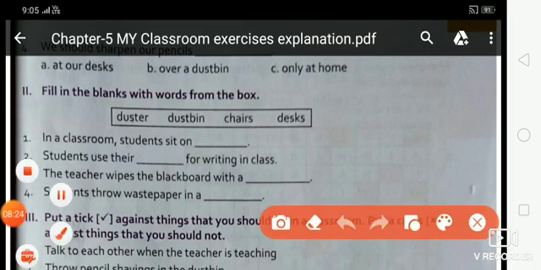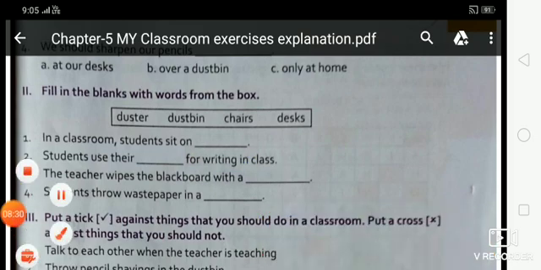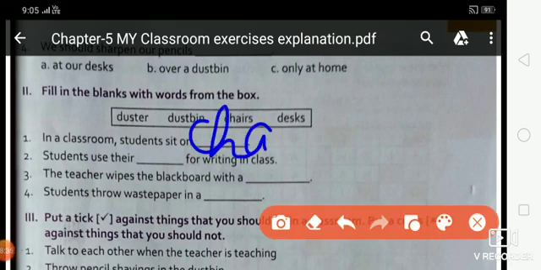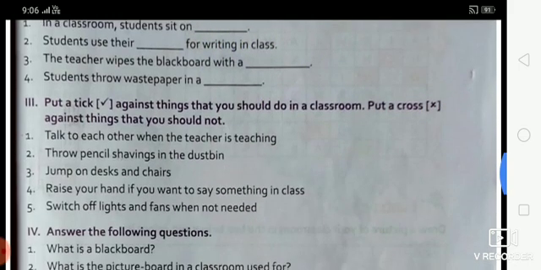So you have to write chair over here. Is that clear? Now what is the spelling of chair? The spelling of chair is C-H-A-I-R, chair. Is that clear?